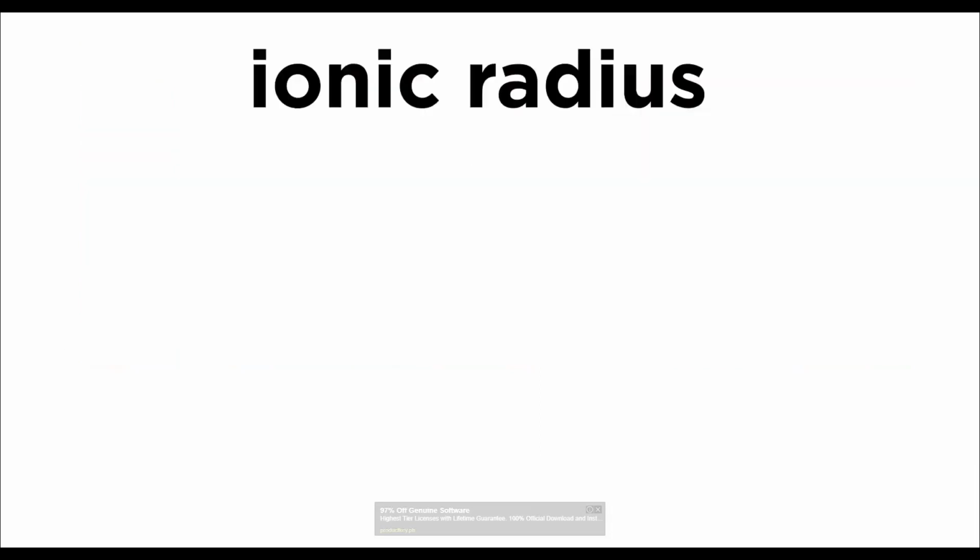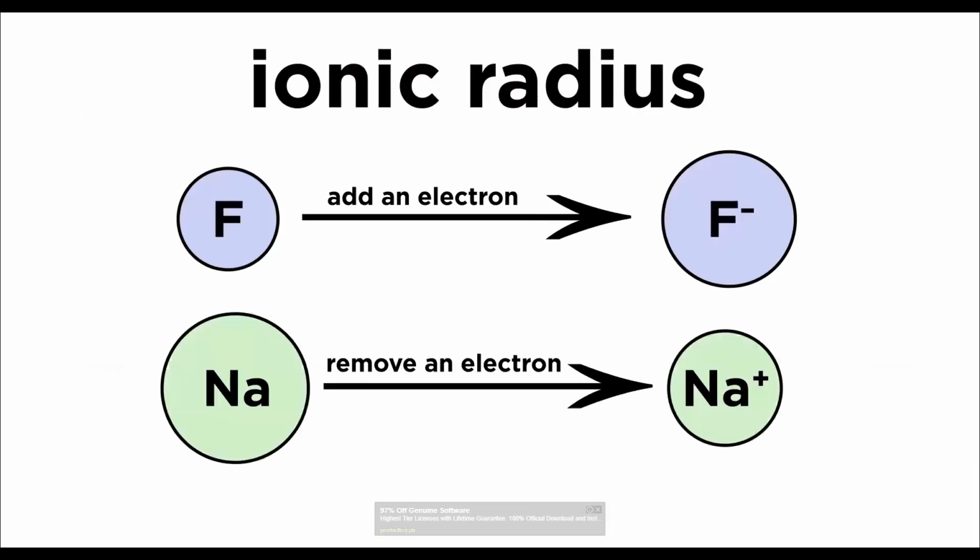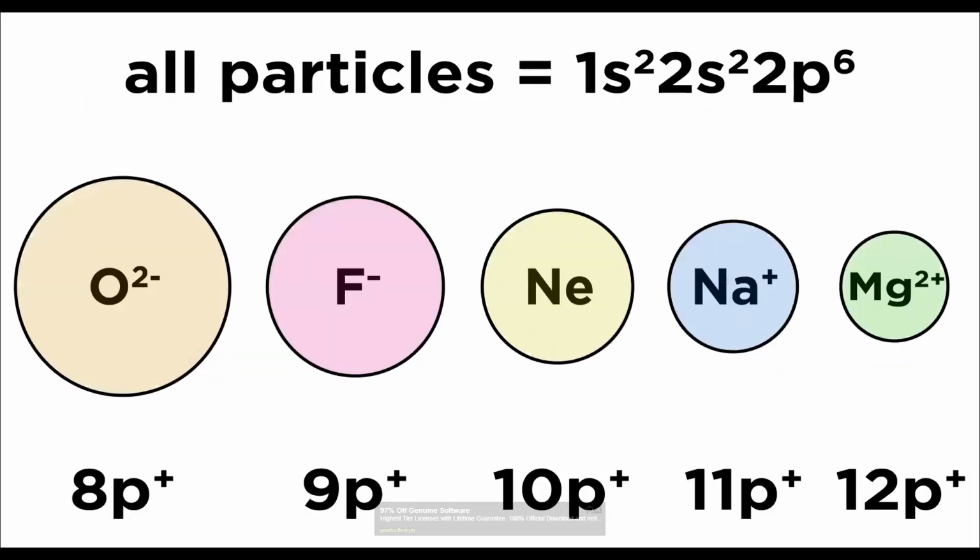Ionic radius is a little different. Electrons repel each other, so adding an electron makes an atom bigger. Taking one away makes it smaller. Ions with the same electron configuration will have their radii decrease as the atomic number increases.